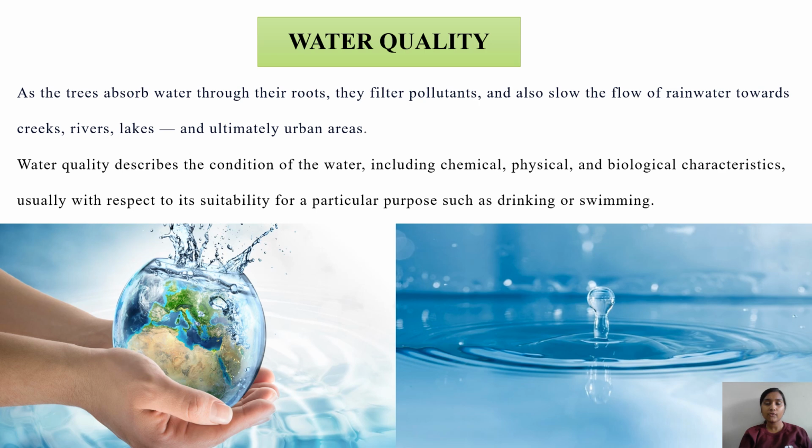Next is water quality. As the trees absorb water through their roots, they filter pollutants and also slow the flow of rainwater towards creeks, rivers, lakes, and ultimately urban areas. Water quality describes the condition of the water, including chemical, physical, and biological characteristics, usually with respect to its suitability for a particular purpose such as drinking or swimming.